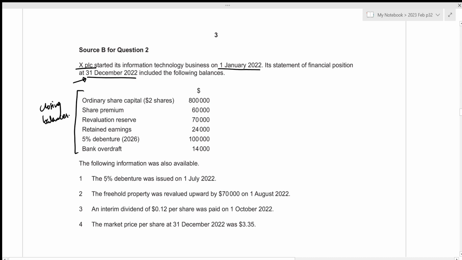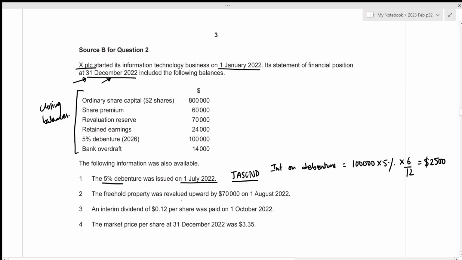All right. Then we are told that the 5% debenture was issued on 1st July 2022. And remember that our closing date is 31st December 2022. So this debenture has only been used for the months of July, August, September, October, November, and December. So that's 6 months, which means that the interest will only be charged for these 6 months. So let's figure out the interest on debenture. That's going to be our debenture amount of 100,000 in this case. We have the rate of 5%, and we're only trying to figure out the interest for the 6 months. So that's going to be times 6 by 12, which results in the interest on debenture to be 2,500.